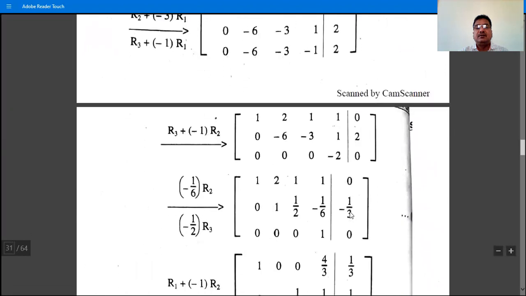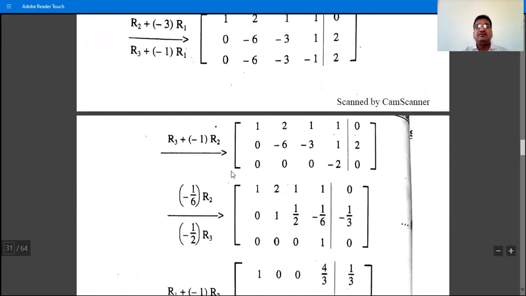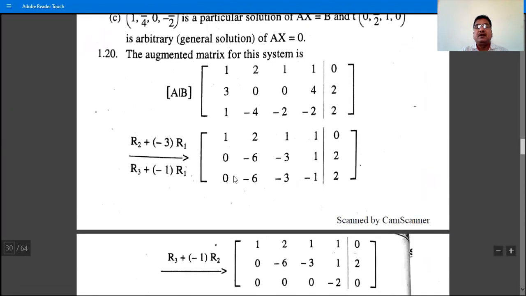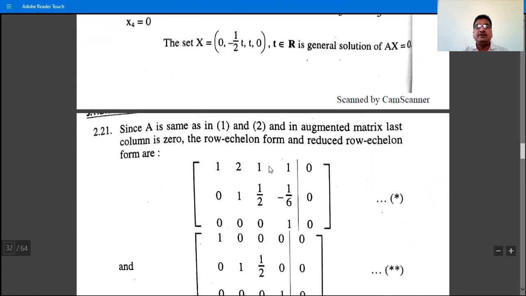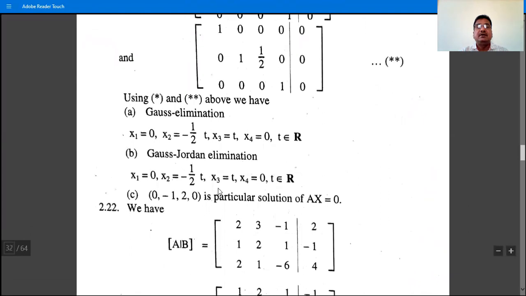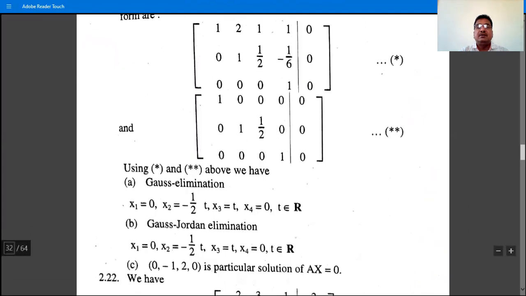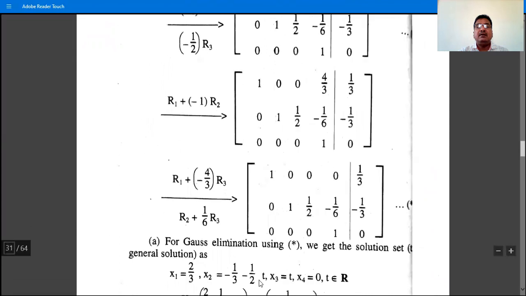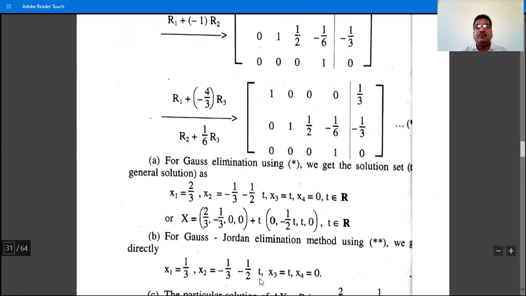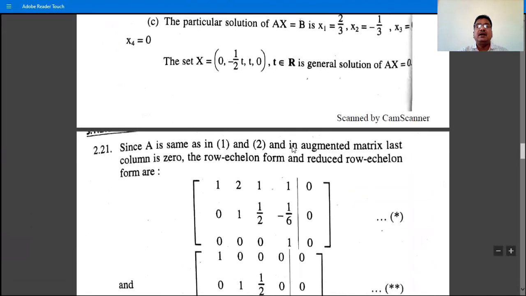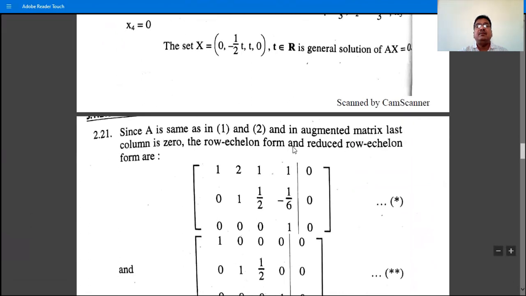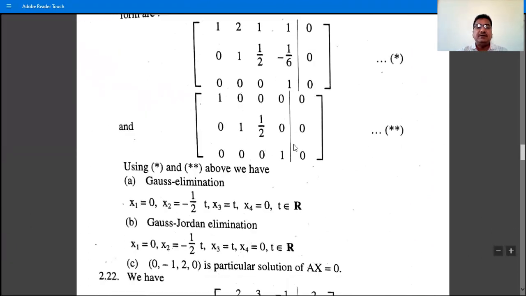Similarly, by using the same method, these are the answers of the remaining problem 1.20 by the Gauss elimination method and the Gauss-Jordan elimination method. If we observe the rank of A and rank of AB in these problems, both are the same, equal, and it is strictly less than the number of variables. That's why we have infinitely many solutions.